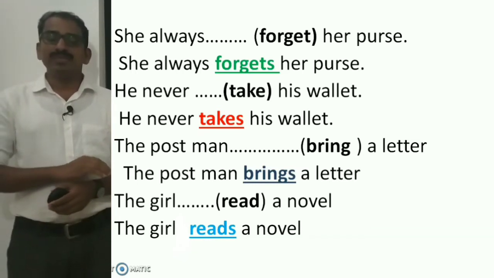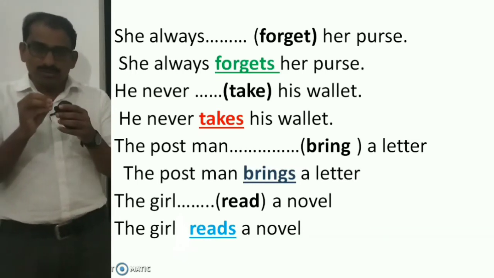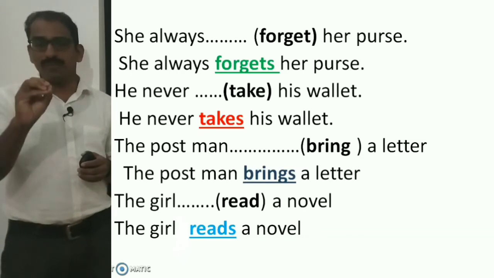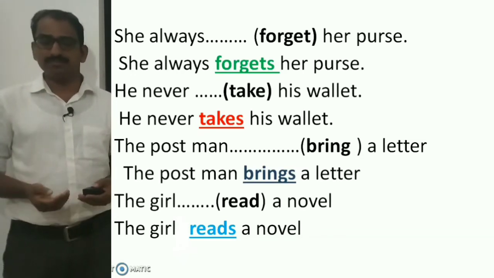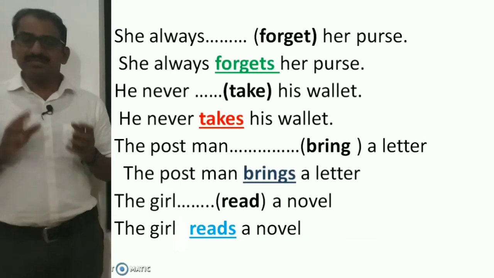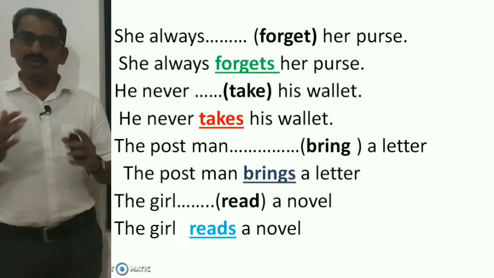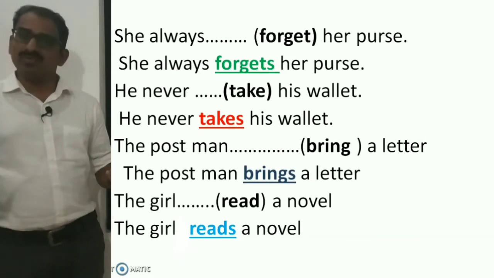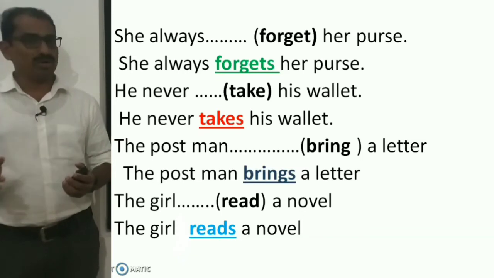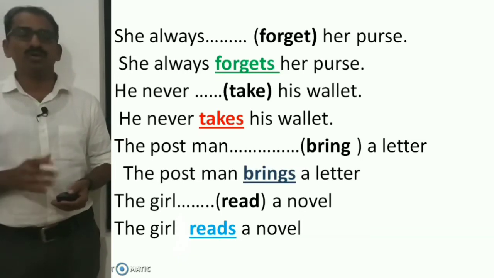So from these kinds of sentences, we have to split the auxiliary, that is does, from the verb. If the subject is third person singular, we can use does along with the V1 form. That is the most important point that you have to remember.